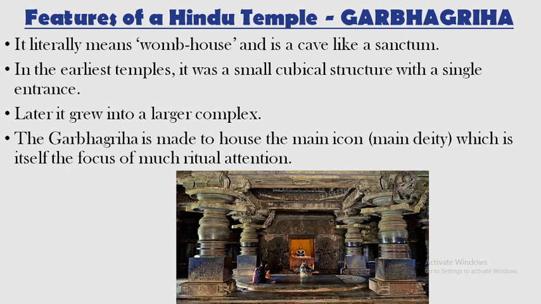In the earliest temples, the Garbhagriha was a small cubical structure, and there was a single entrance for the temple. Later on, these temples became the centers of power and grew into a larger complex. This Garbhagriha is a womb house, and here we place the main deity of the temple, and we focus here for much ritual attention. So this is the main place of the temple wherein the main deity is kept and worshipped. Clear?